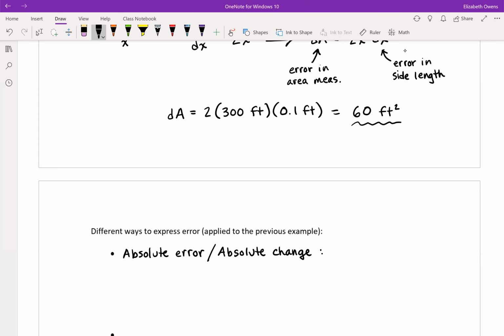Okay, so this is just the raw value from calculating dA there. Okay, so dA equals 60 square feet is the absolute error.